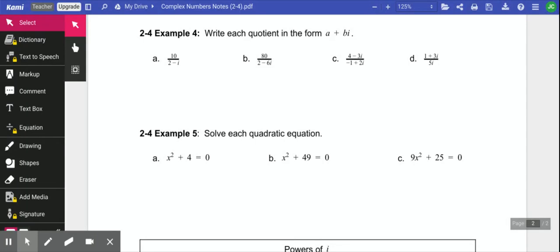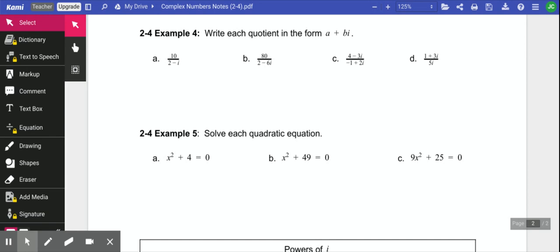Okay, so now it's time to divide our complex numbers. When we divide, we just write them as fractions. So this first one here is 10 divided by 2 minus i, and that's it. The thing is, we don't want to have imaginary numbers in the denominator. That's just not standard form.